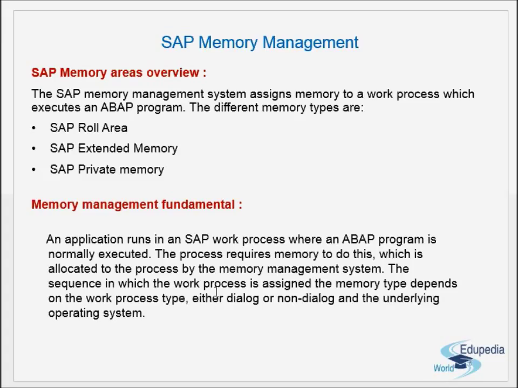An application runs in SAP in a work process, and every process requires some memory to perform the execution. Because we have different memory types in SAP, the order in which these three memories are allocated to a work process depends on the work process type, whether it's a non-dialog or a dialog work process, and also on the underlying operating system. So it depends upon the OS platform.